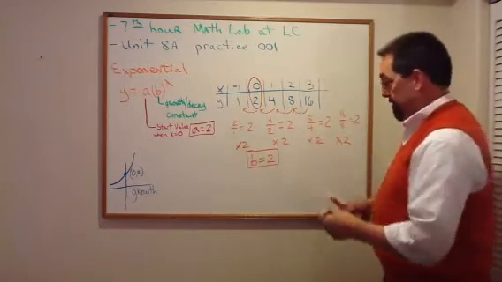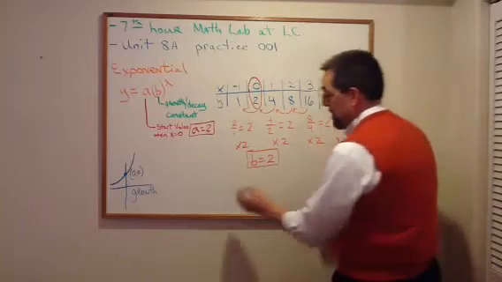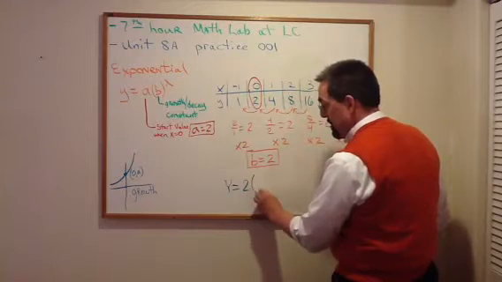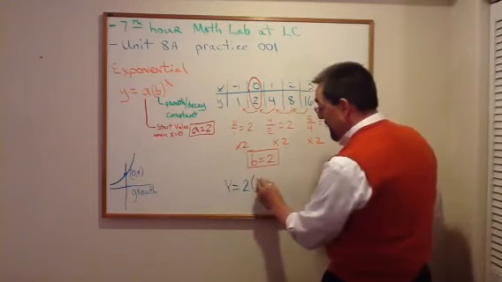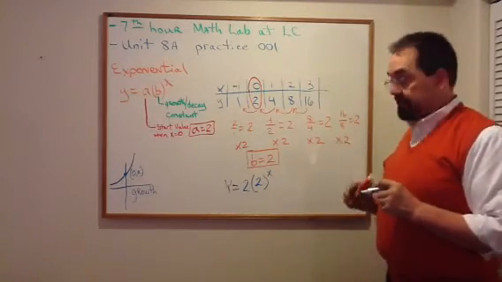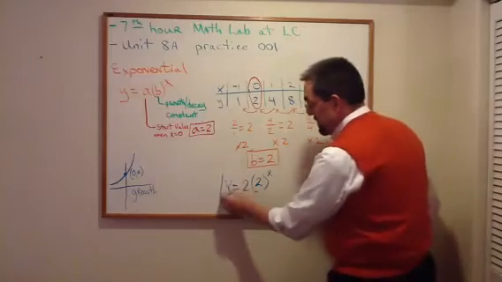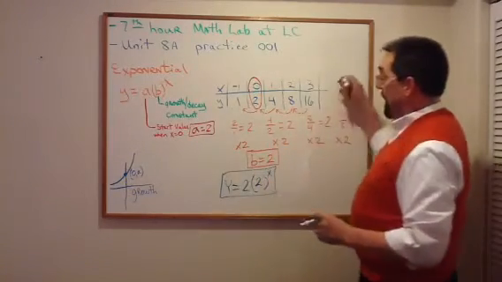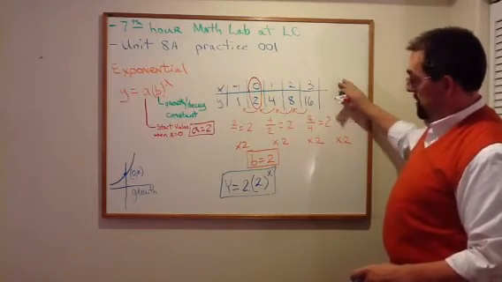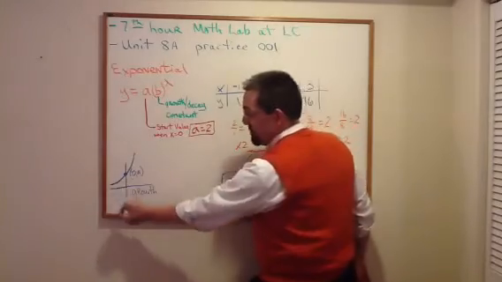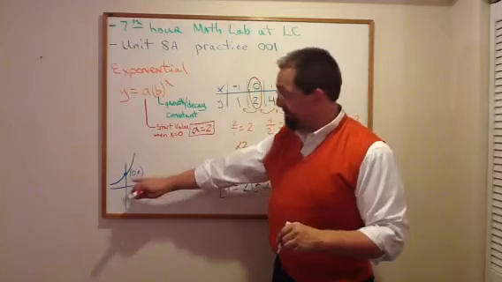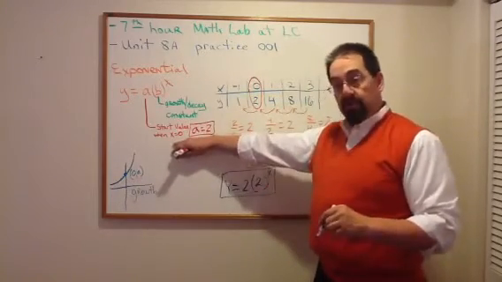Now, let's put it all together. Y equals 2 times the constant growth factor, in this case, 2, to the exponent of x. This function describes this set of data. Growth. If we were to graph it, the most important value is the y-intercept, 0, a, the starting value.